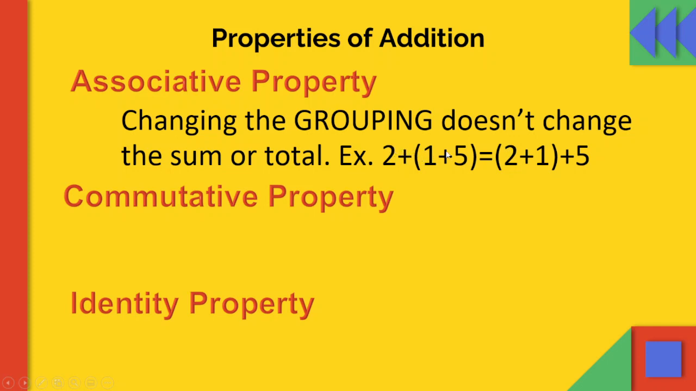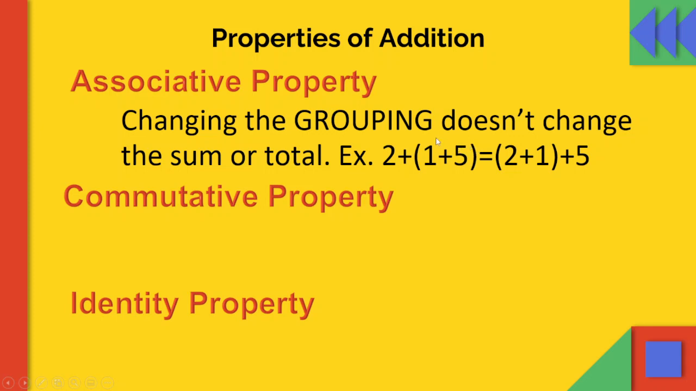So 2 plus, what is 1 plus 5? It is 6. 2 plus 6 is 8. And on the other side, (2 plus 1) plus 5. 2 plus 1 is 3. 3 plus 5 is still 8. So 8 is equal to 8. It doesn't change its sum or total.